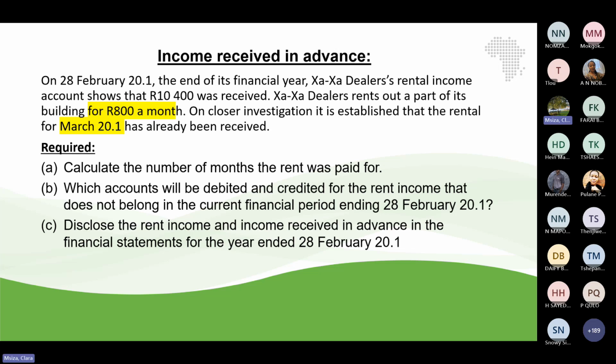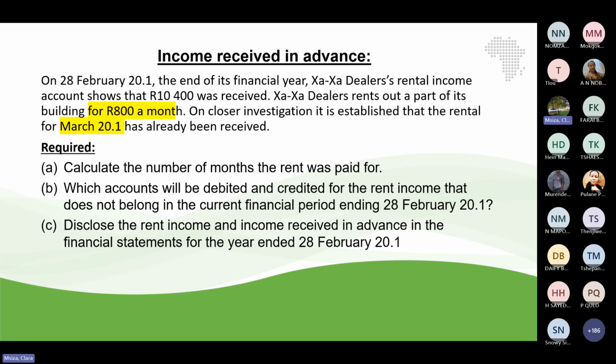On 28 February 20.1, the end of its financial year, Utaka Dealers' rental income account shows that 10,400 was received. Utaka Dealers rents out a part of its building for 800 a month. On closer investigation, it is established that the rental for March 20.1 has already been paid.